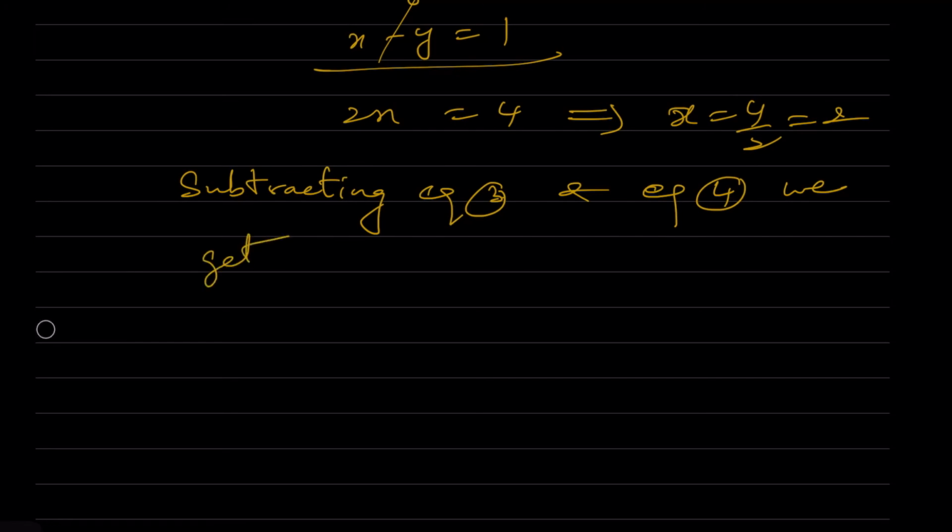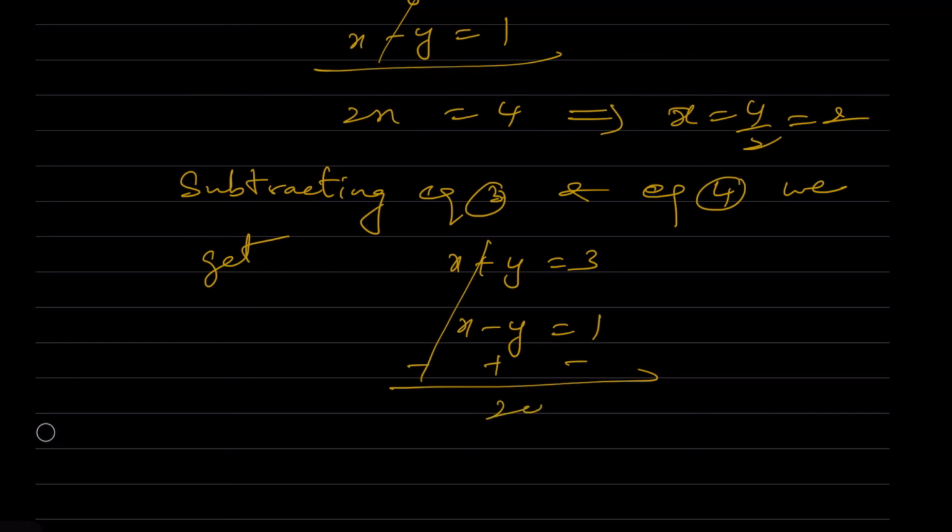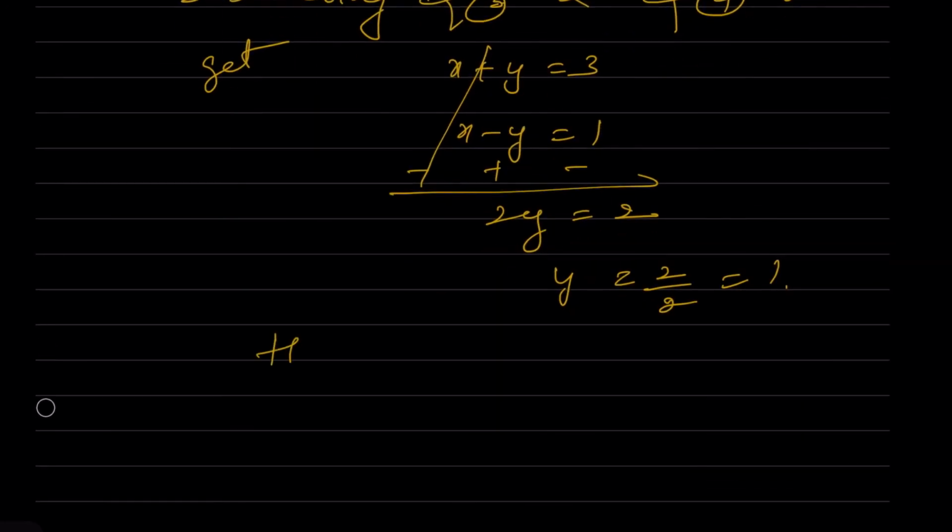Or you can even subtract equation 4 and equation 3. So x plus y is equal to 3 and x minus y is equal to 1. Now subtracting means you are changing the sign. So x minus x will get cancelled here. You are getting 2y is equal to 2. So y is equal to 1 you are getting. So hence the solution of the given pair of linear equations is nothing but x is equal to 2 and y is equal to 1 is the solution.